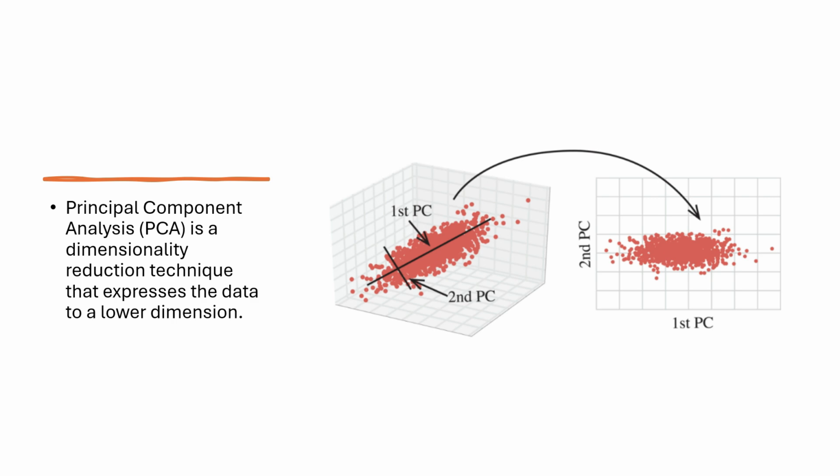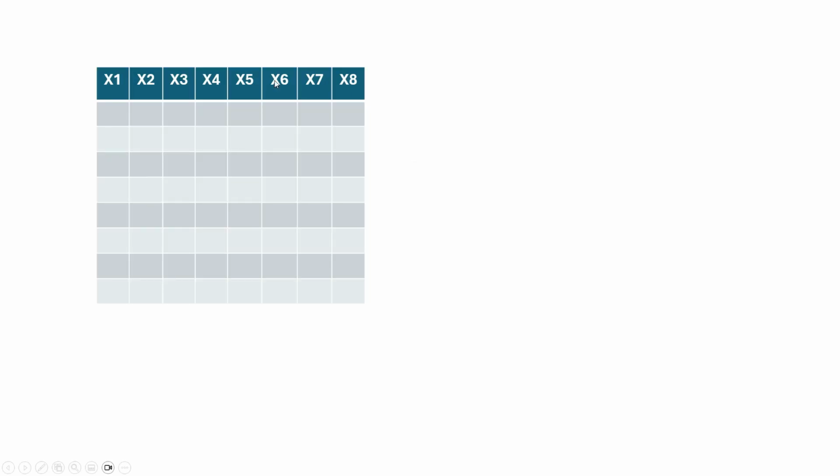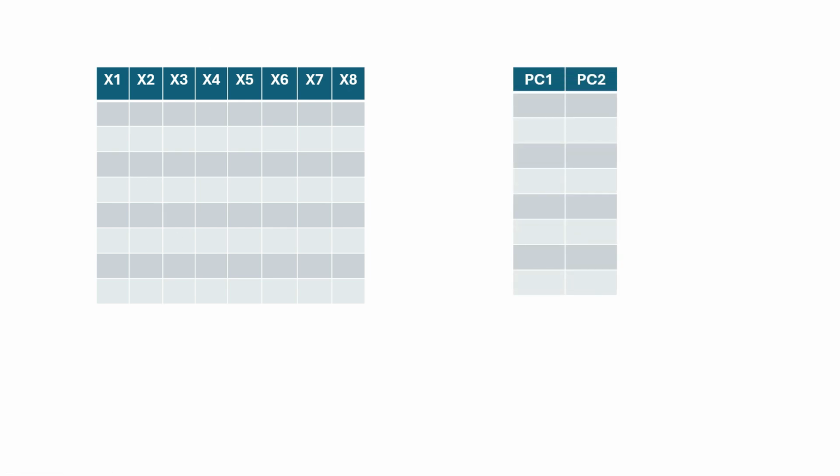So principal component analysis is a dimensionality reduction technique that expresses the data in a lower dimension. See, assume we have these 8 dimensions in the data. So what can principal component analysis do? It can express these 8 dimensions in a lower dimension, say 2 dimensions, in terms of principal components. We just do not eliminate any variable. All the variables will be there, but they will be expressed in fewer dimensions in terms of principal components. And principal components can be multiple. It doesn't have to be 2, but if we want, we can pick 2 as well.